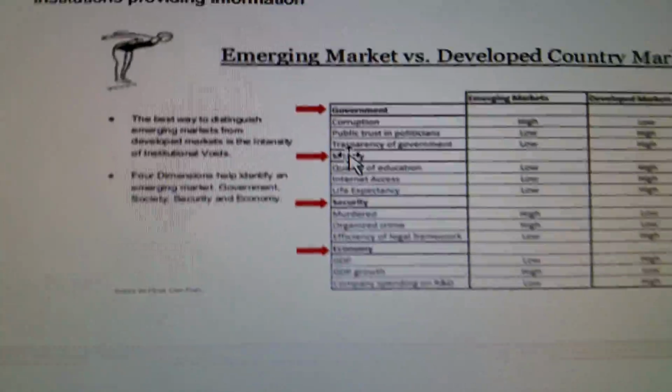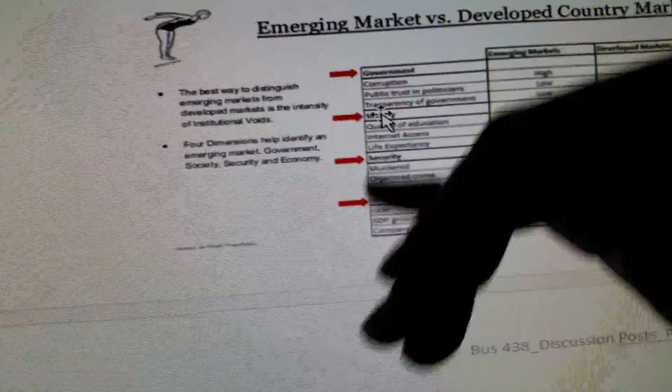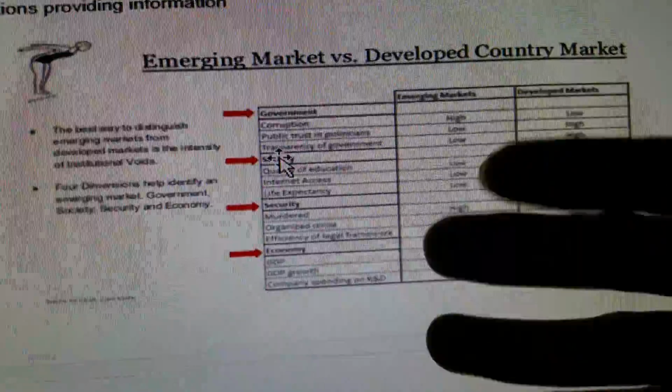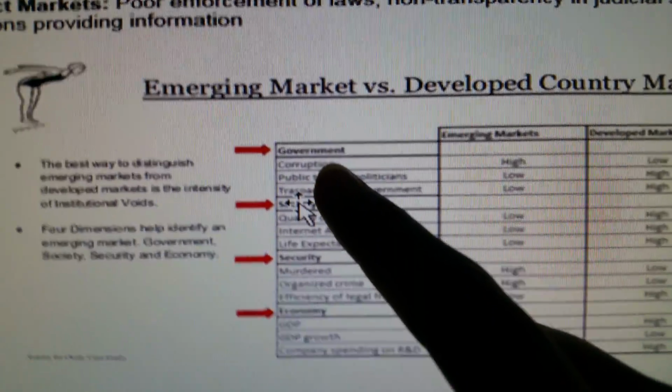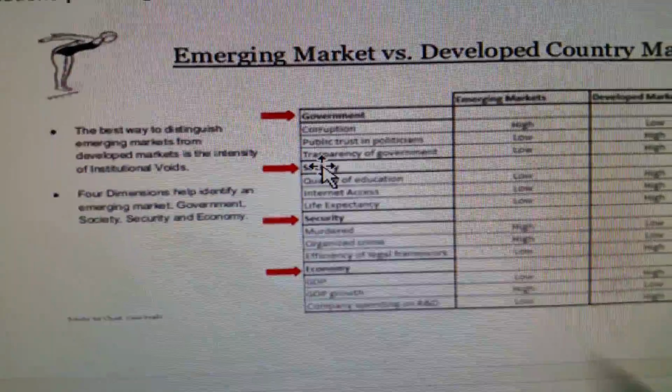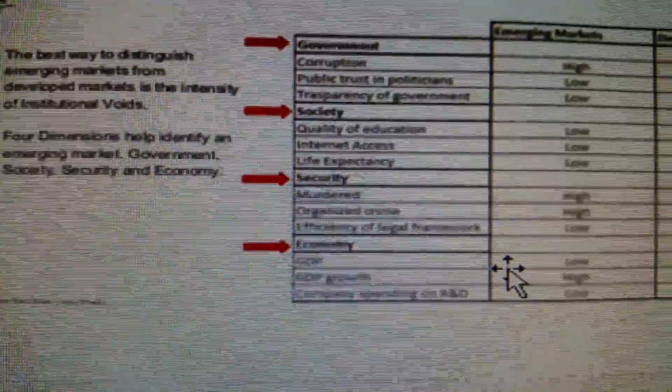Look at this. I really like this one. We went over this last week. From there, we have 4 sections. Institutional voice related to the government, related to the society. What type of education do they have? Do they have internet access? Life expectancy, demographics, like Brazil, it keeps on growing, right? China changed the policy of 1 kid into 2 kids.